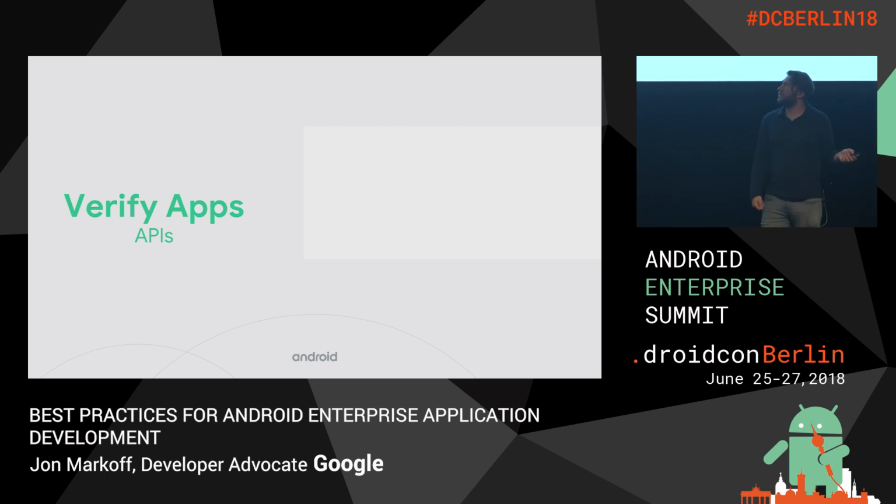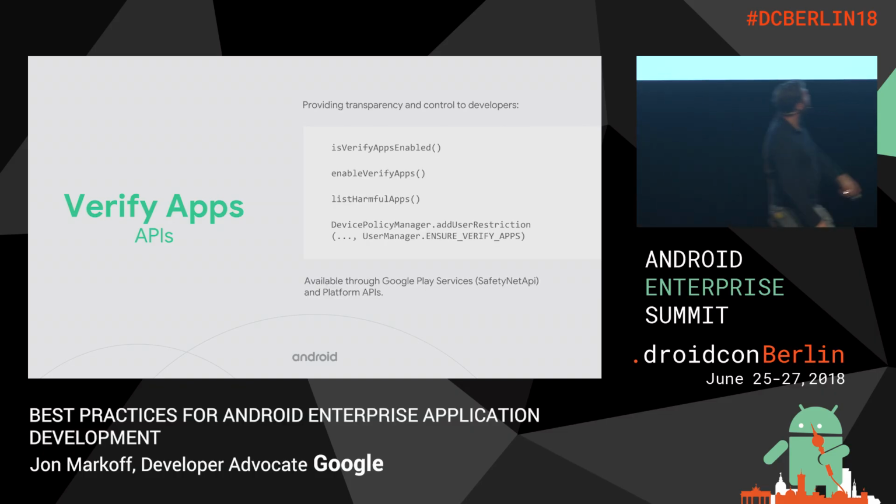One of the other parts of SafetyNet is the Verify Apps API. This is a pretty simple list of APIs that allow you to check, first, whether Verify Apps is enabled, which is part of Google Play Protect, and second, that there are no other harmful apps on the device. The most important thing here is really the list of harmful apps.